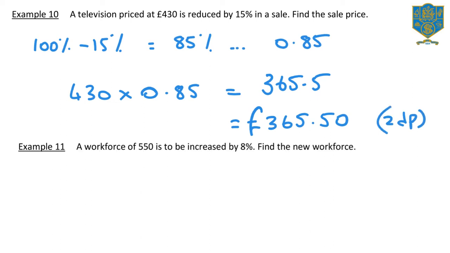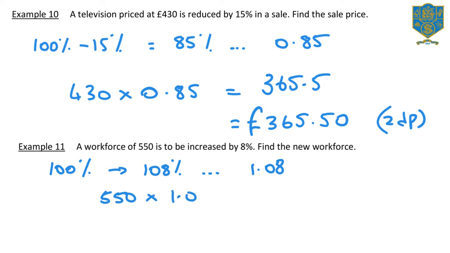Example 11, a workforce of 550 is to be increased by 8%. So our 100% is going to be increased by 8%, and that's going to be 108%, and as a multiplying factor, that's 1.08. So we'll do 550 multiplied by 1.08, which gives us 594. So the new workforce is going to be 594 strong.